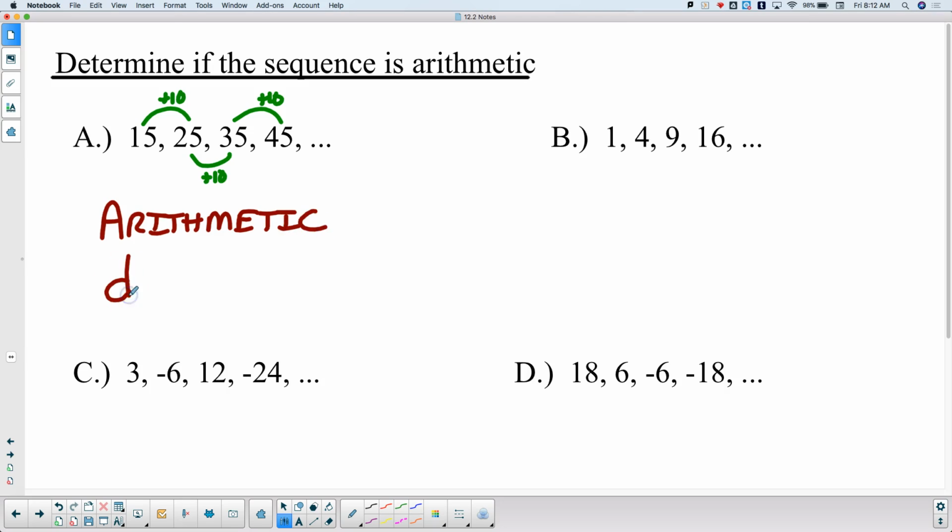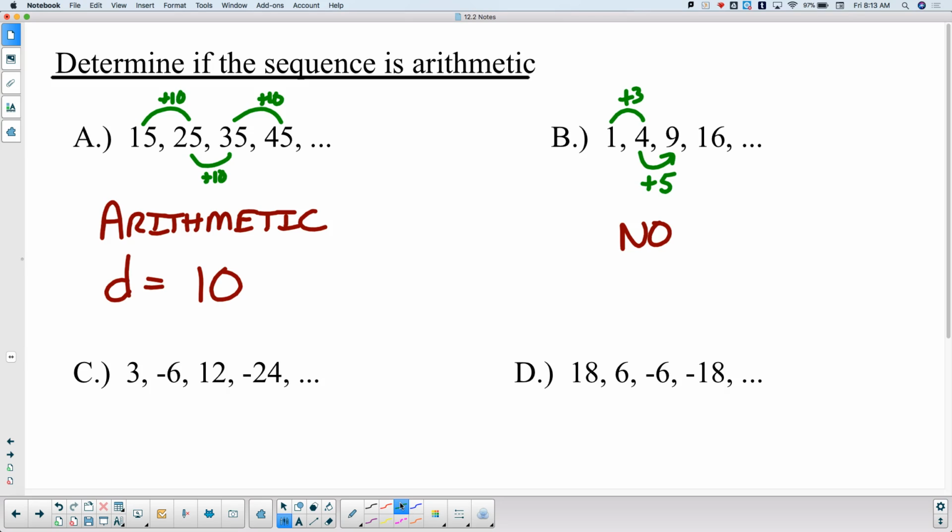And D is the symbol for common difference, and my common difference is a positive 10. Okay? B, yay or nay? Is it arithmetic? Why not? Because it's adding 3, then adding 5, and then adding 7. Yep, exactly. So we went plus 3, and then we went plus 5, and I don't have to go any further because those two numbers are not the same. Okay? So you disproved that it is arithmetic.